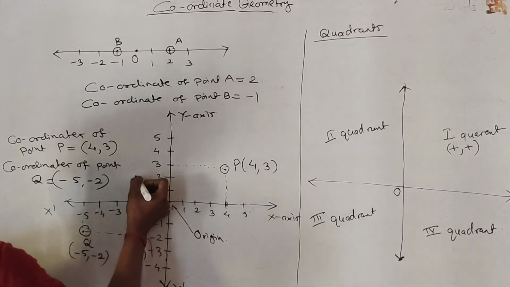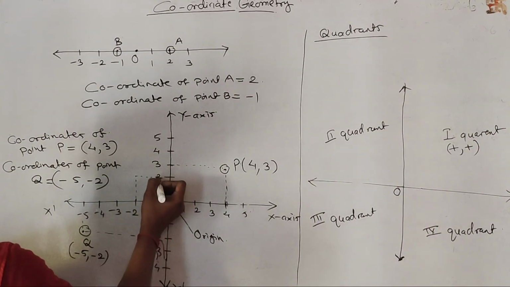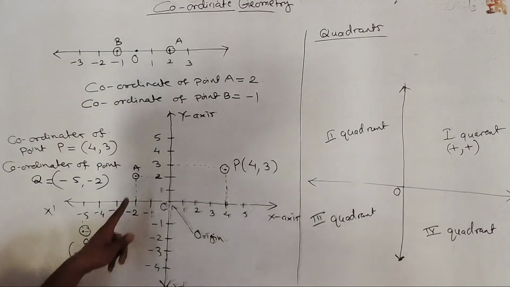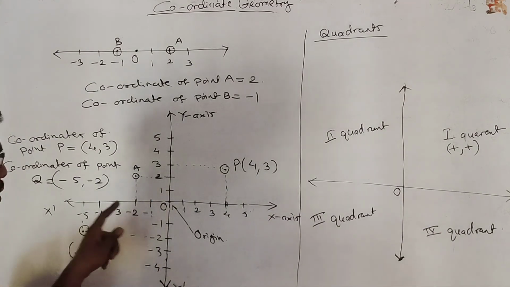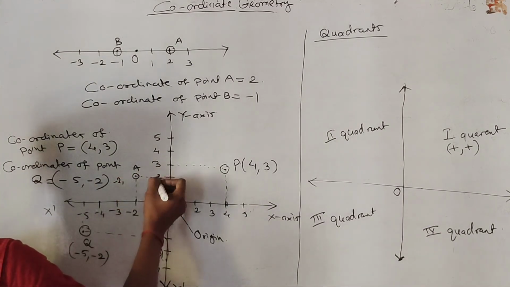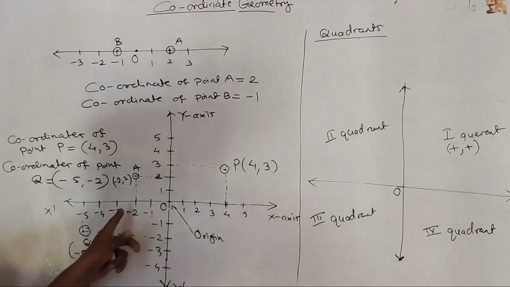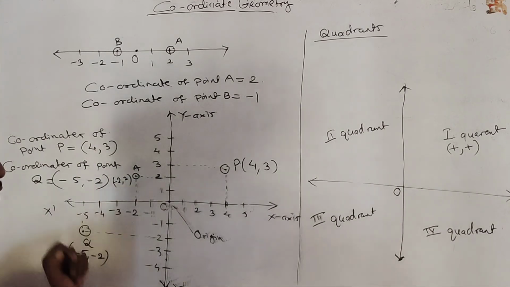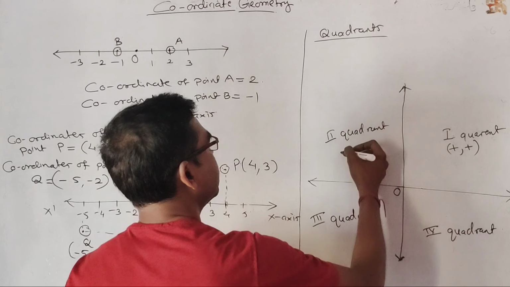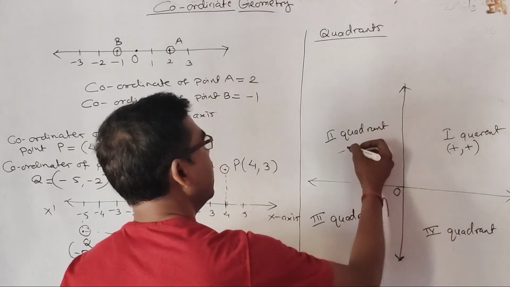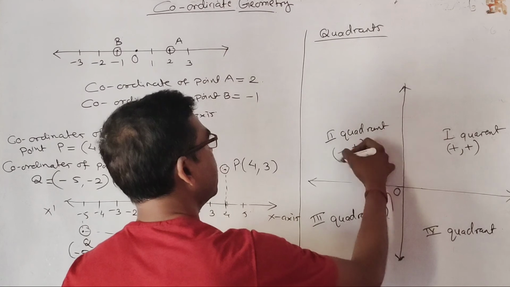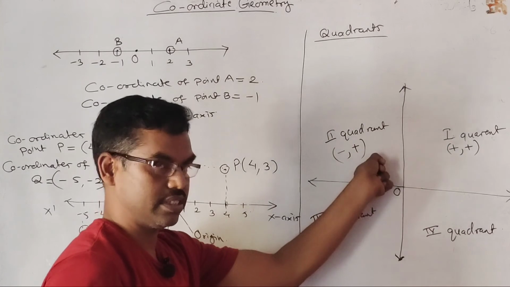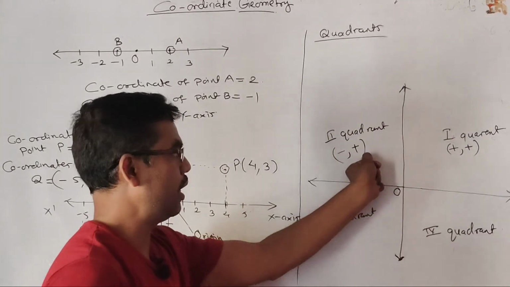Suppose this is a point A, and if we write the x coordinate and y coordinate, the x coordinate is minus 2, and y coordinate is 2. First of all we have to write x and then y. So x is negative and y is positive. So in second quadrant, x coordinate is minus and y coordinate is plus. So in this quadrant the coordinate sign is minus plus.